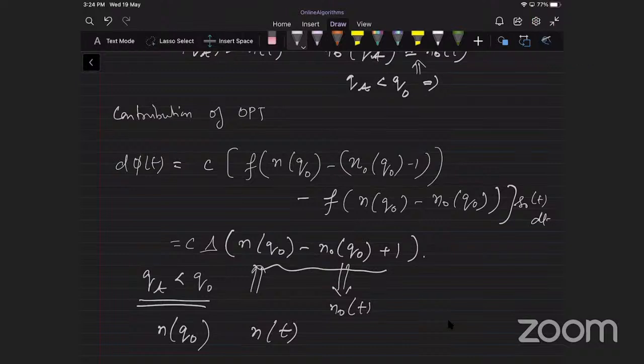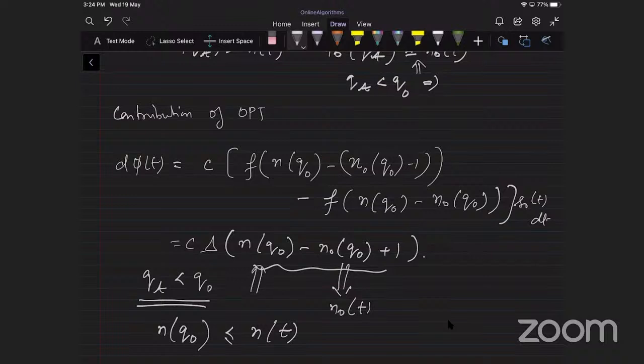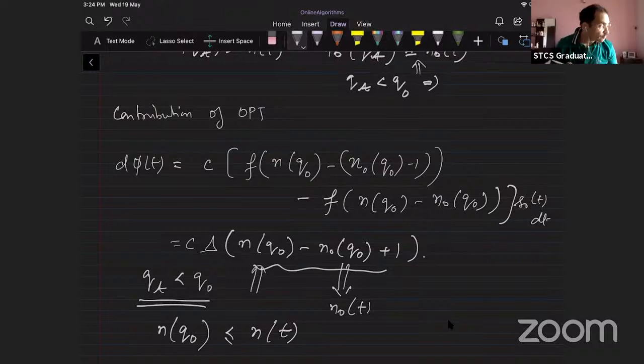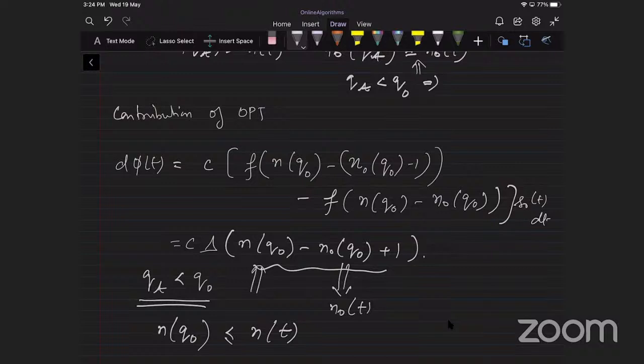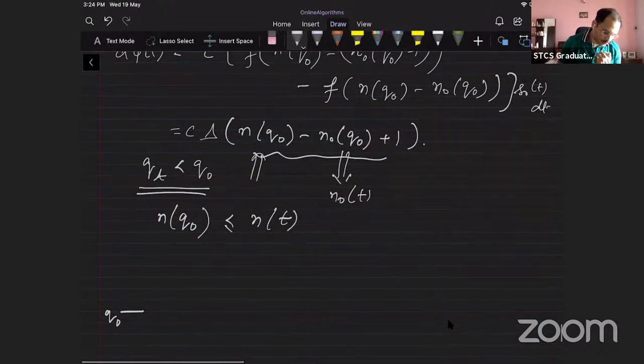N of Q0 should be less than N of Q0 should be less than N of, yeah. That's not quite true, right? Can you say more? See, remember, Q0 is the smallest size with the OPT, and QA is the smallest size with the algorithm.